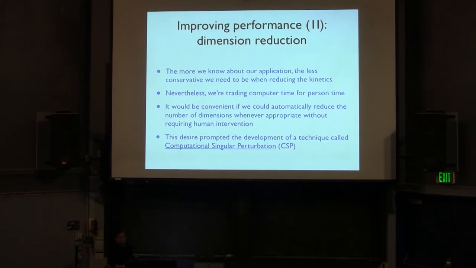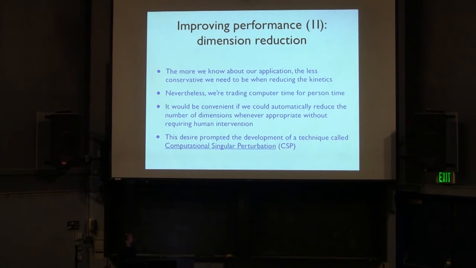So the more you know about the particular problem, the more advances you can make. The problem is that you're trading computer time for your time, right? And that's always bad. You always want to get the computers to do the work if you can. So it'd be nice if that could be done automatically in some way, if you could get some sort of computer algorithm to sort through your reactions and say, okay, this one is completely irrelevant, or it's in chemical equilibrium, I can just assume abundance trivially.